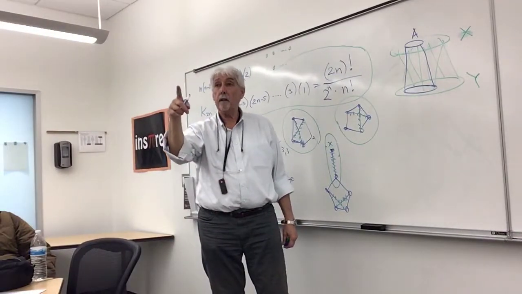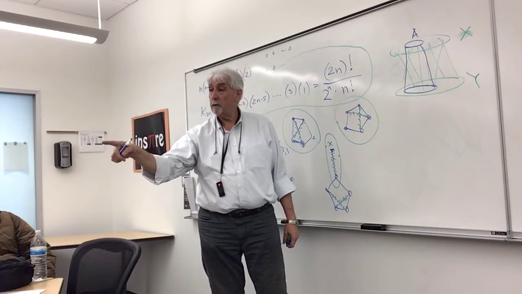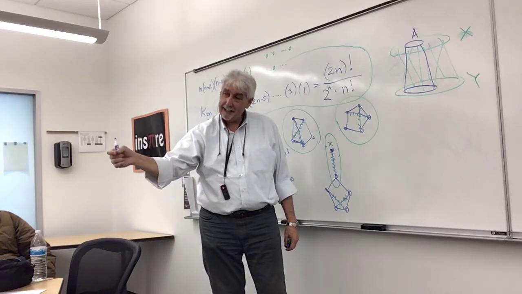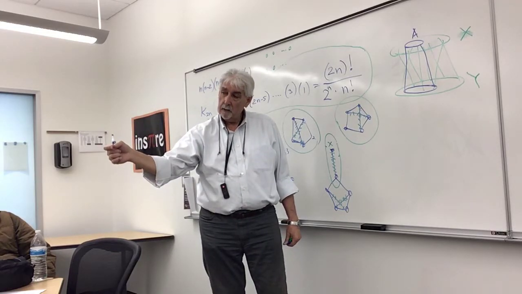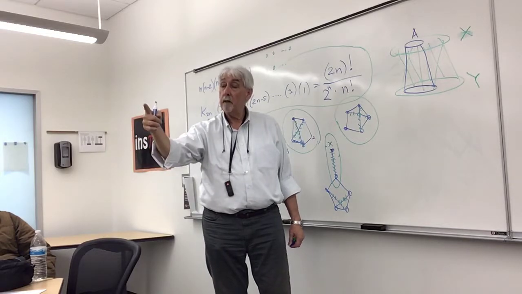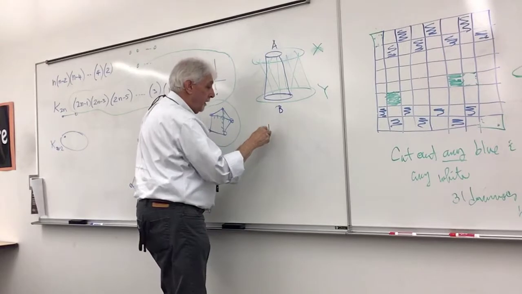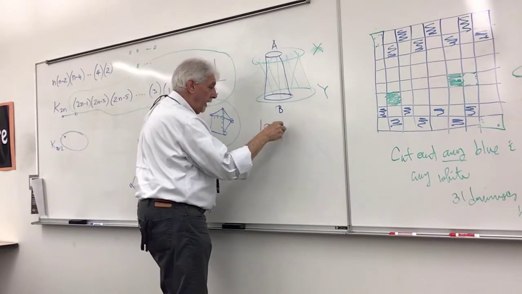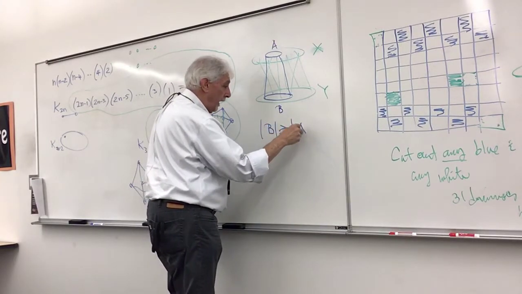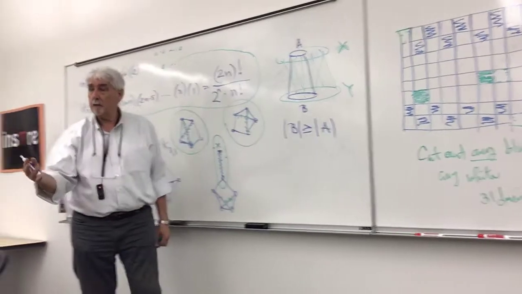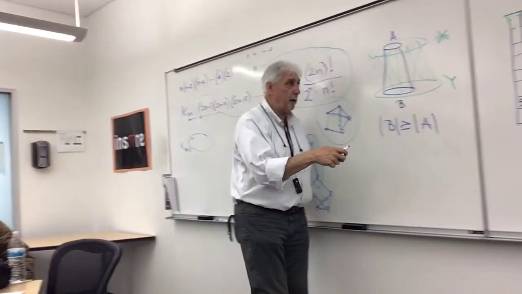Does it have to be exactly the same size? Or bigger. So if this is, let's call this B, if the order of B is greater than or equal to the order of A, then we have a chance. Well, let me say what I mean by that.